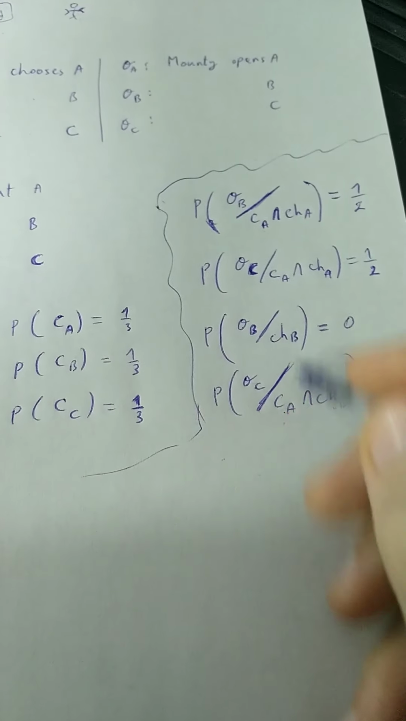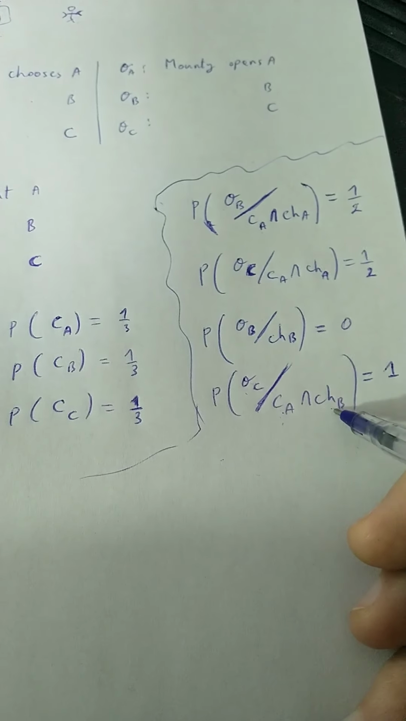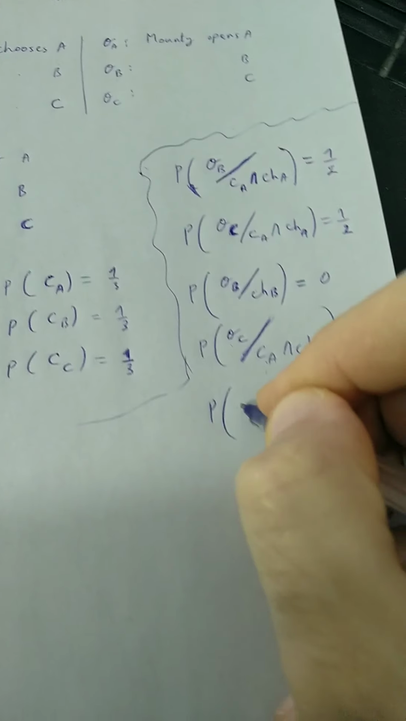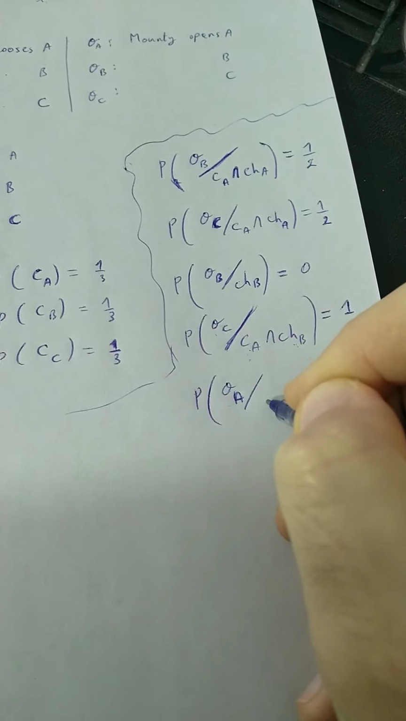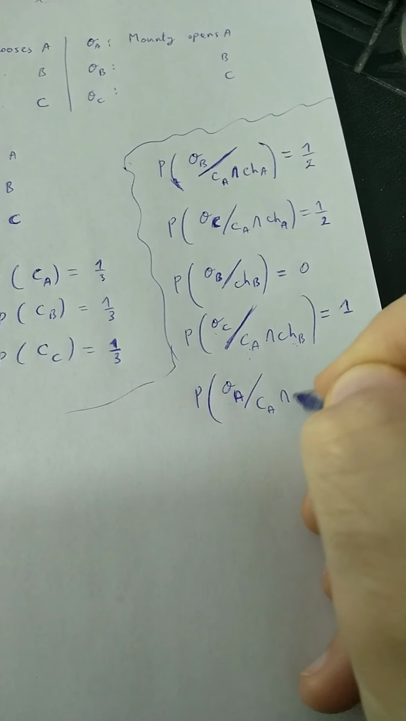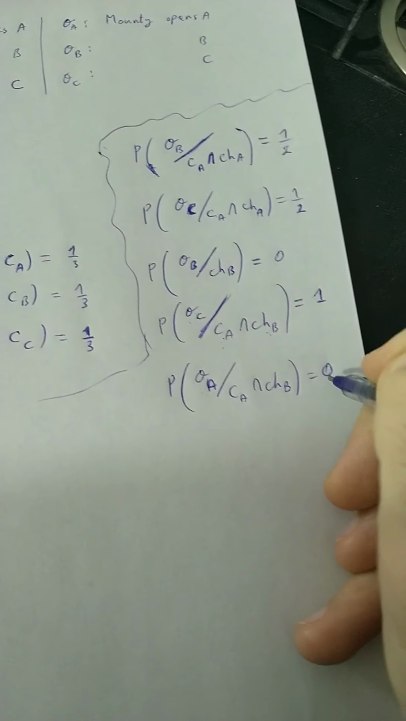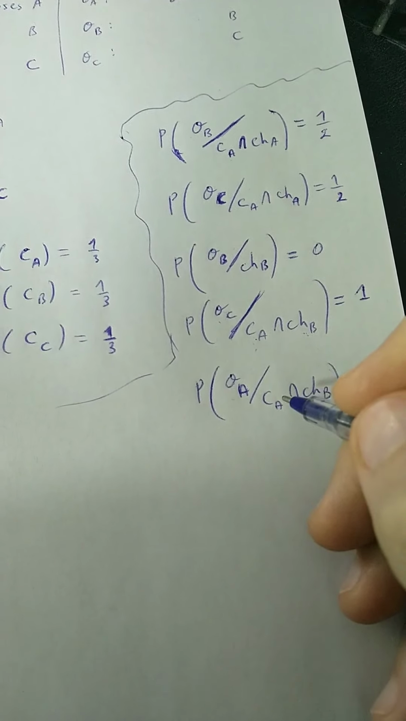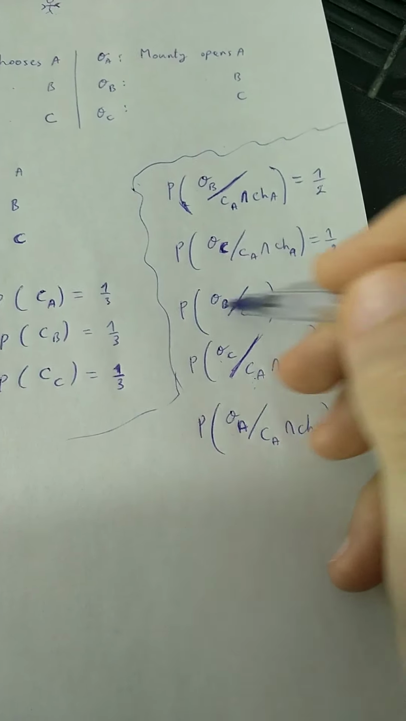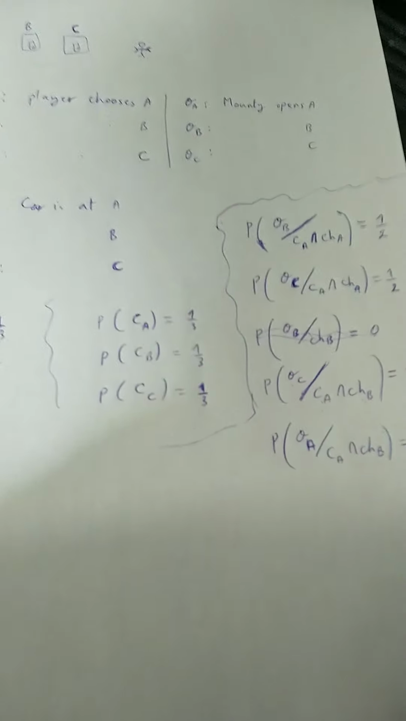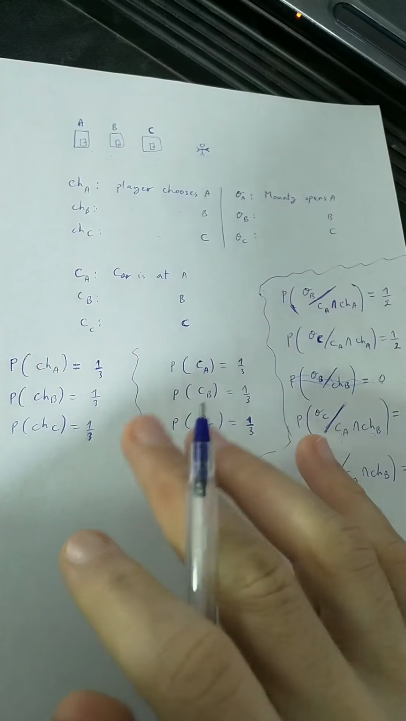What is the probability that he opens A such that the car is at A and you've chosen B? That would be 0. The car is at A. How can he open A? He won't do it. This is evident. We may not use it anyway. So this is what we're going to use in the proof.